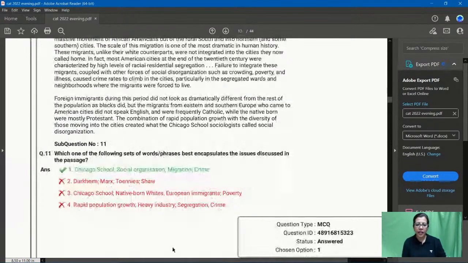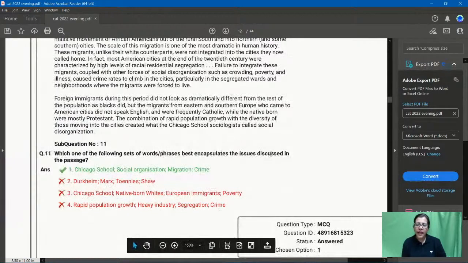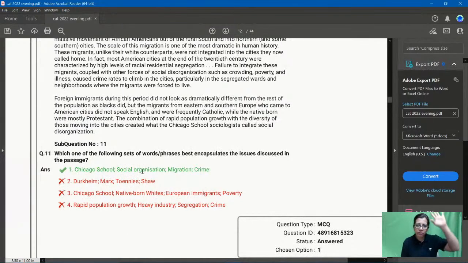Question 11, check करिए. Again, essence बहुत ही आसानी से हो सकता है. यहाँ देखो आप, ऑर्गेनाइजेशन, क्राइम, डिसऑर्गेनाइजेशन, माइग्रेशन, ये कीवर्ड्स थे. जस्ट चेक ओवर हियर. डर्कहिम, मार्क्स, शॉ, चारों पांचों नाम इसने ऑथर्स के दे दिए. Where is the main thing? माइग्रेशन, आउट माइग्रेशन, क्राइम, डिसऑर्गेनाइजेशन कुछ है ही नहीं. So first elimination is option 2.